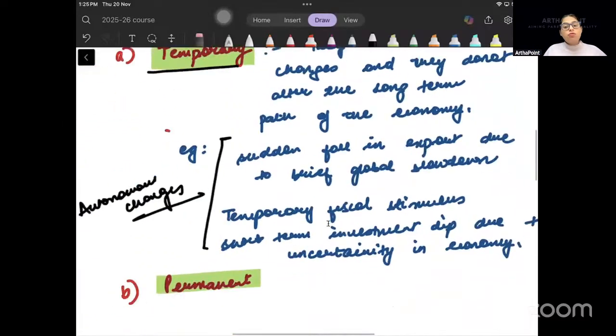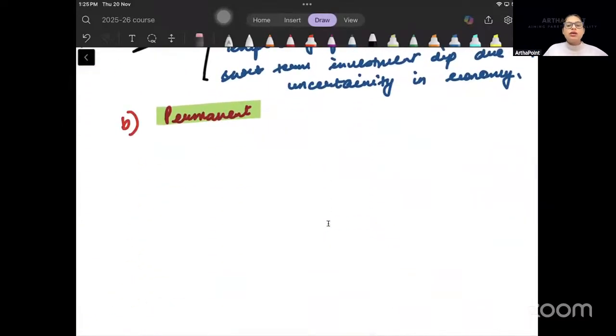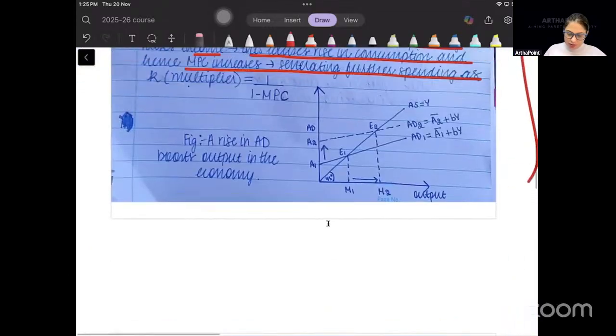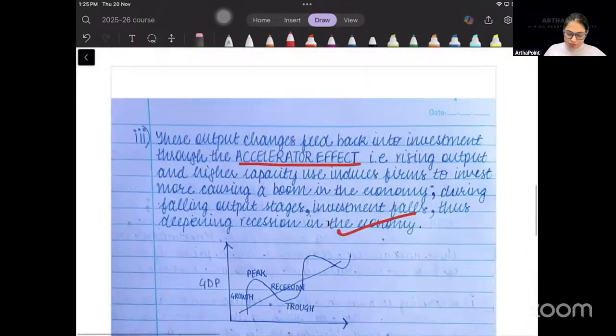Now, when we talk about permanent shocks, they cause lasting changes in autonomous expenditure. Okay, so in this case, because the change is permanent, you will have long run trajectory changes. So how can we go ahead and how can we show this? So Mani, just imagine this. So I think you drew business cycle somewhere.